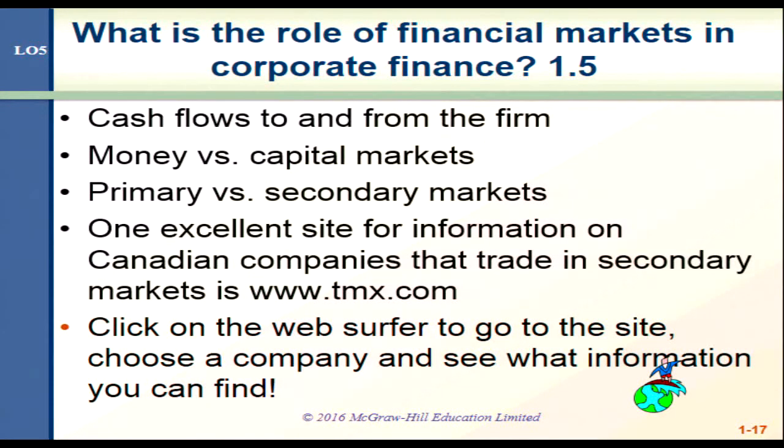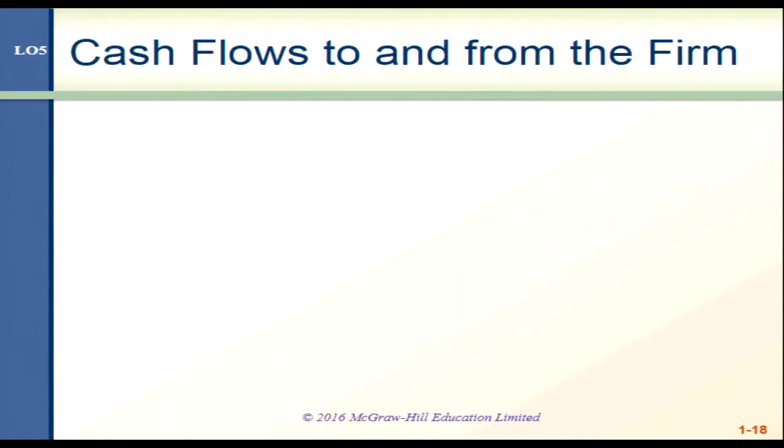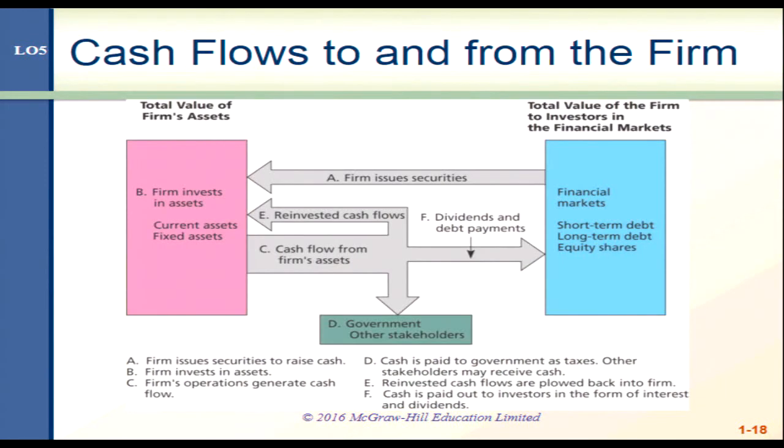So when we say cash flow to and from the firm, what do we mean? Here we are. We have the total value of the firm, which we call the firm's fixed assets on the left-hand side, and then we have the total value of the firm to investors in the financial markets. The firm issues securities, and from there cash is received, which is given to the firm.